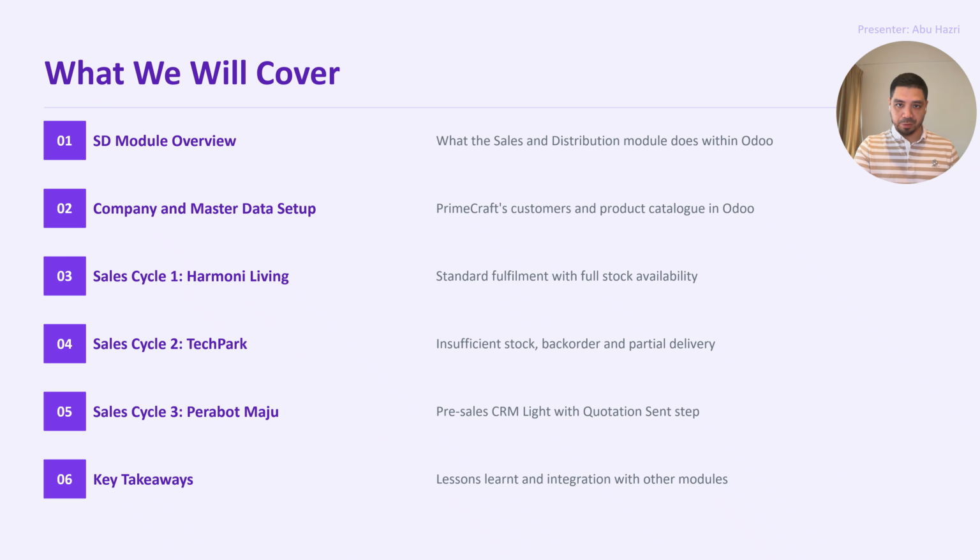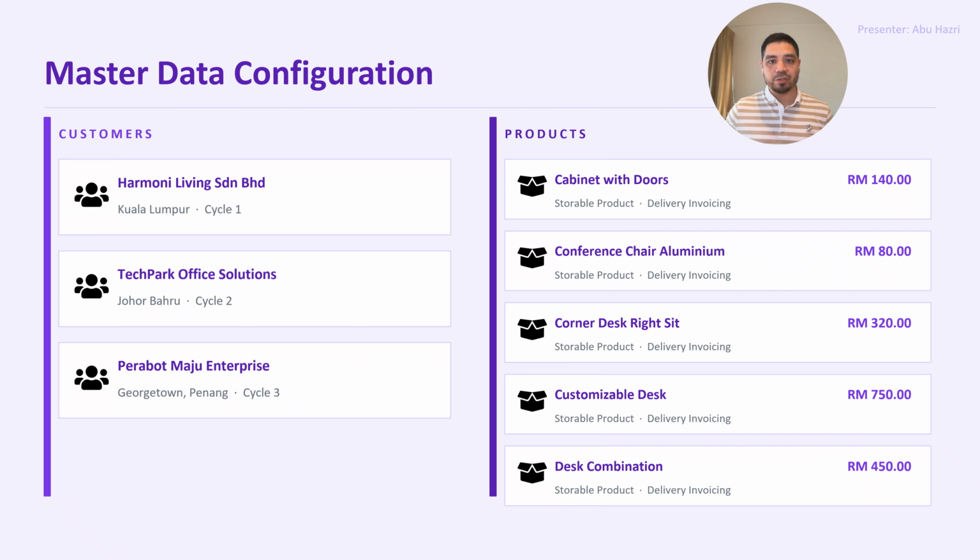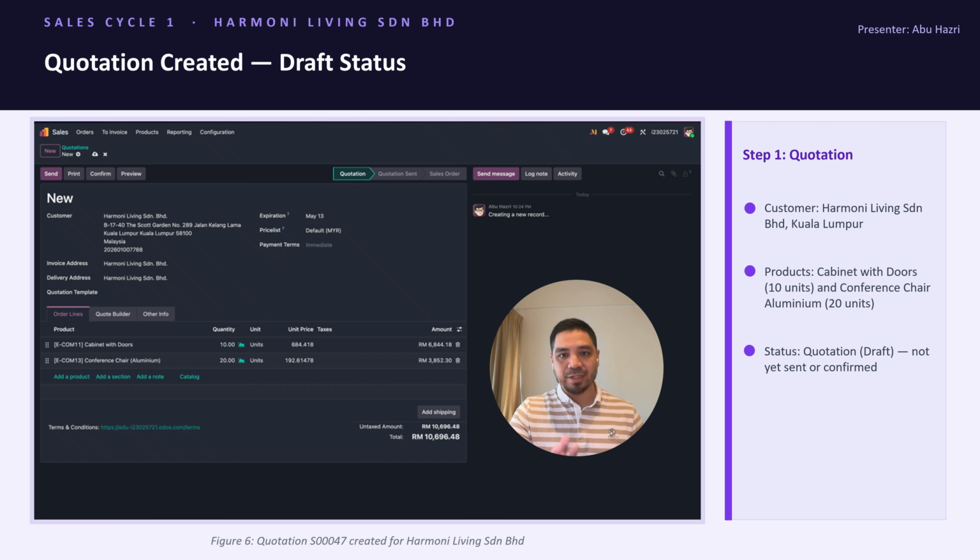takeaways from this implementation. The SD module manages the complete order-to-cash process for Primecraft, covering 5 key steps from quotation through to payment, with each step automatically integrated with inventory and accounting in the background. I configured 3 customers and 5 storable products before any transactions could begin, with each customer corresponding to 1 sales cycle. Cycle 1 is the standard scenario.